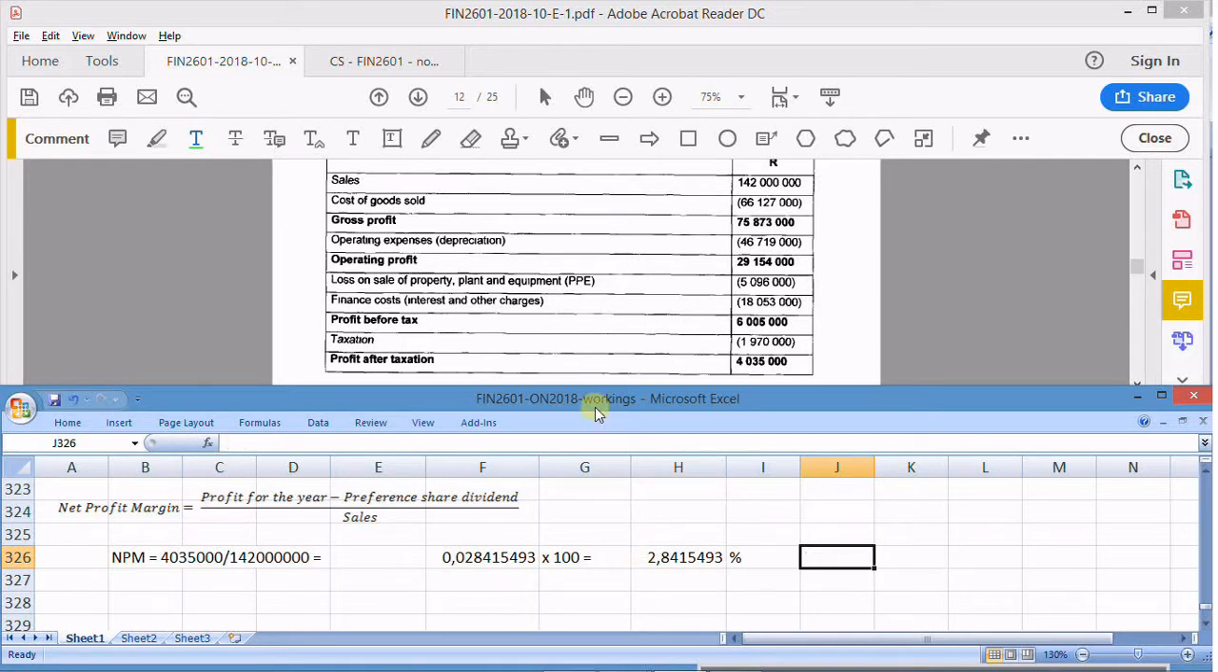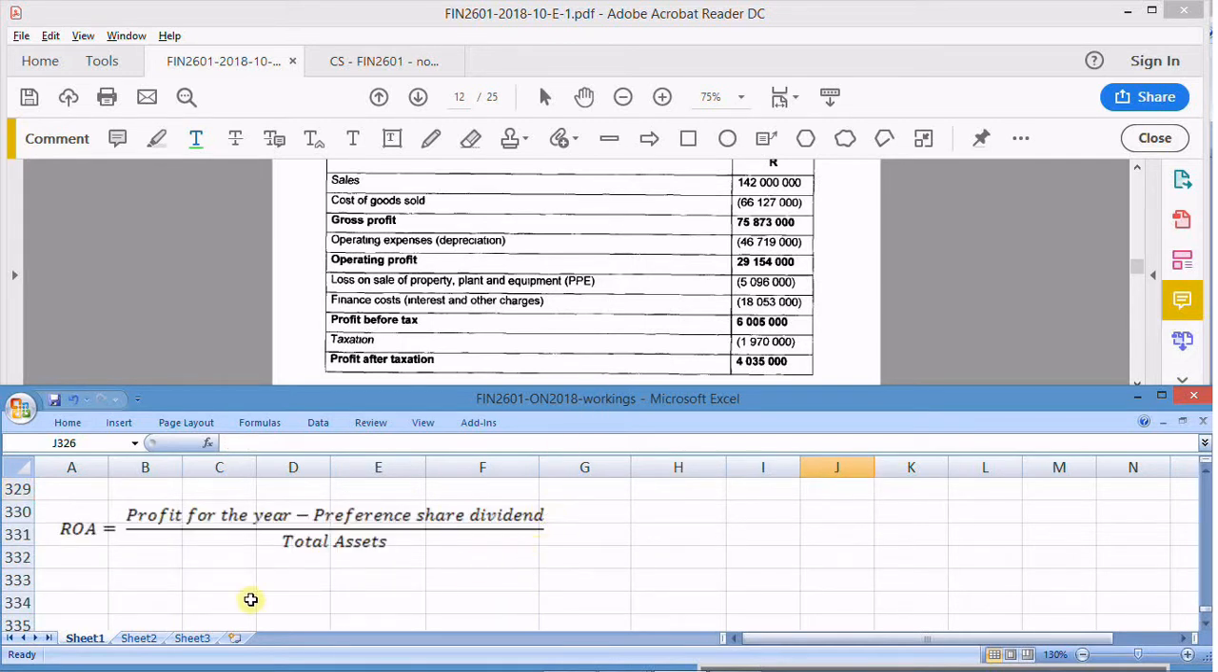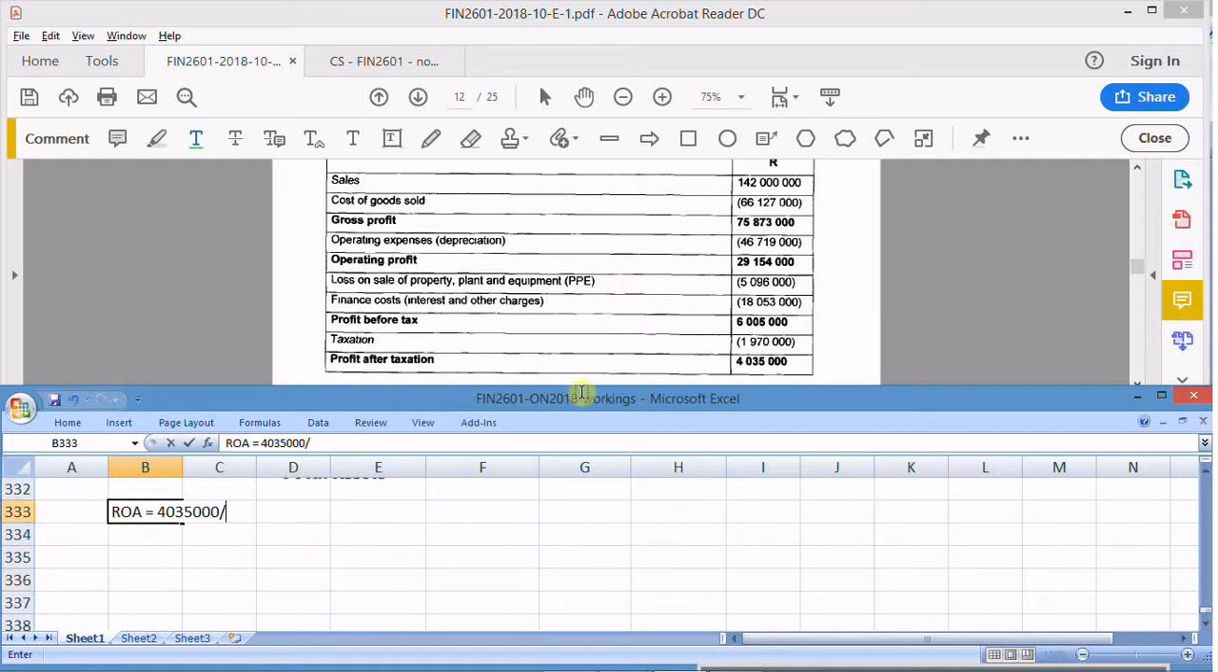Alright, ROA, last two. Okay, so ROA, profit for the year, brackets. There's no dividend, so I don't have to put a bracket. 4,035,123 divided by total assets.